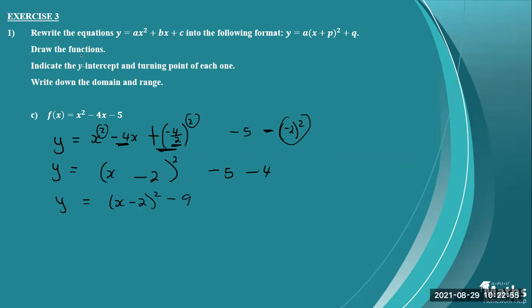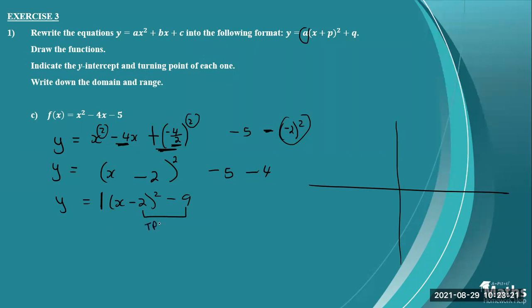Then they say draw the function. So we already wrote it in that format. So what is your a value? The a is an invisible 1 there. So that is your a value. Then they say draw it. So I'm only interested now in the turning point. And they say indicate the y-intercept and the turning point. So that's all we have to work out.